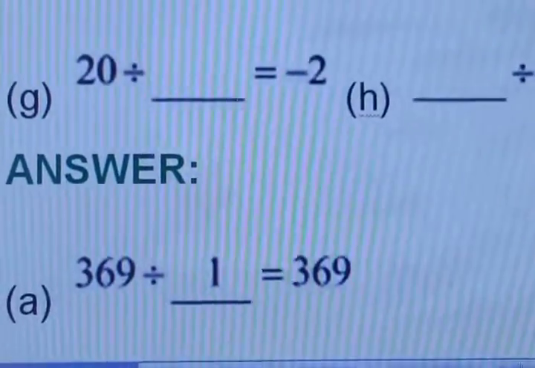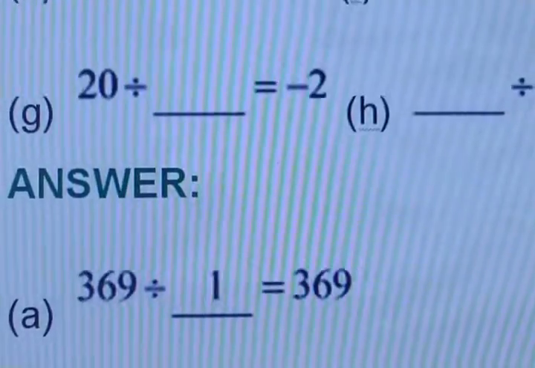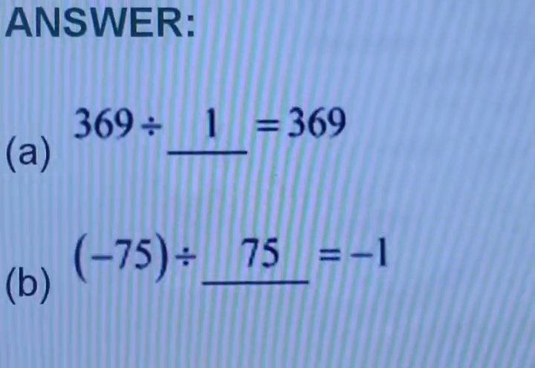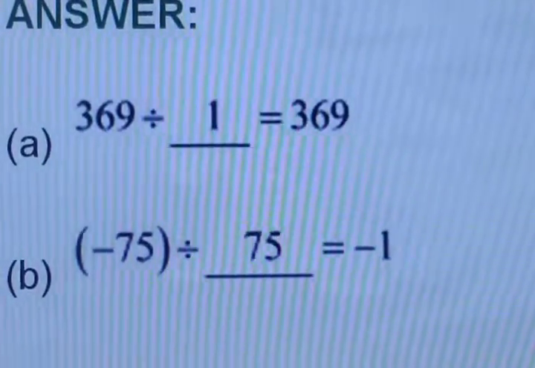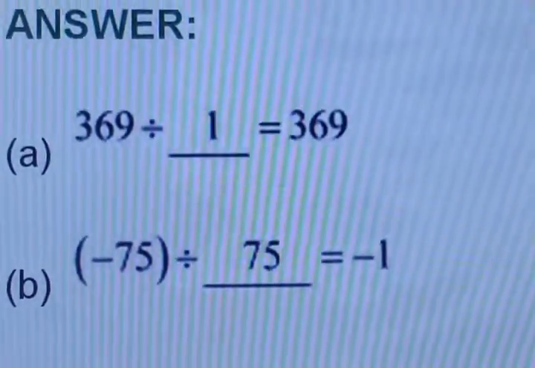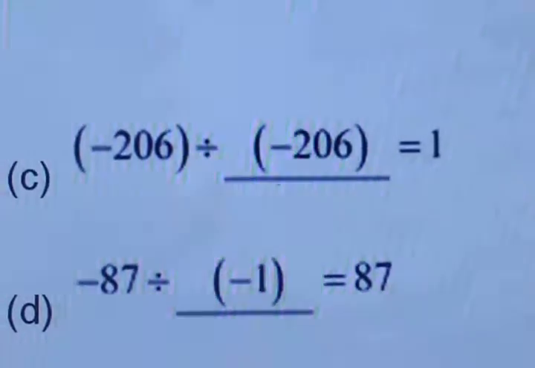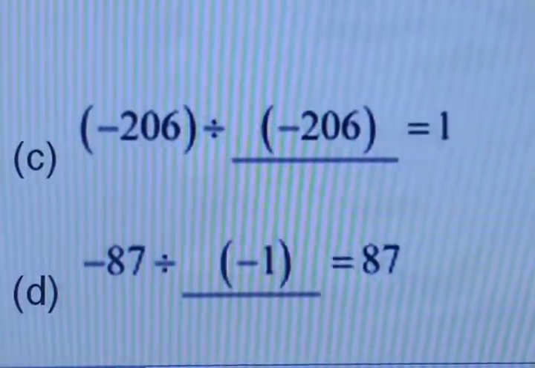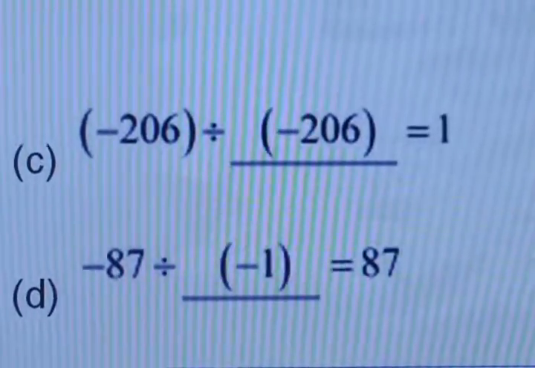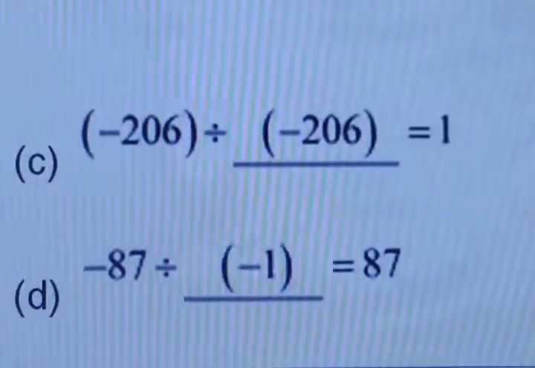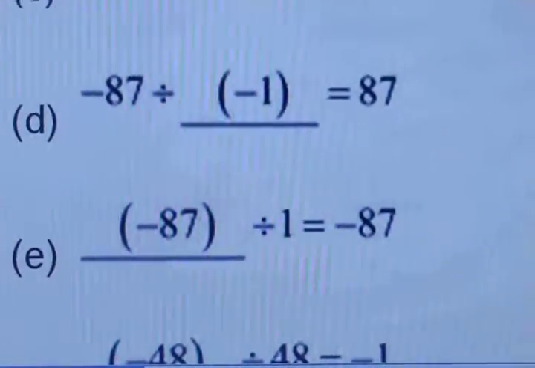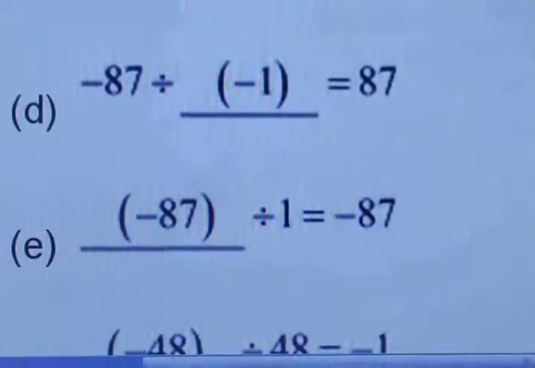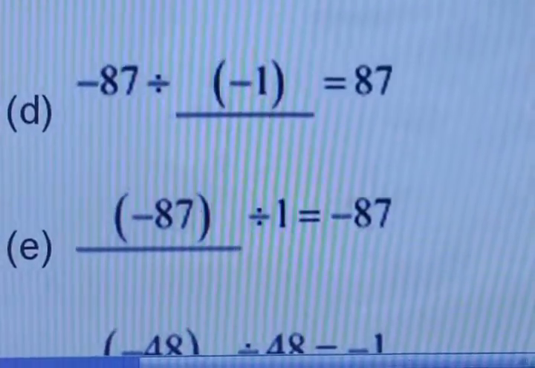So you have seen all the answers. Now I am showing you 369 divided by 1 is equal to 369. You can write this answer in your notebook. Second question, minus 75 divided by 75 is equal to minus 1. Third answer, minus 206 divided by minus 206 is equal to 1. Fourth answer, minus 87 divided by minus 1 is equal to 87. Fifth answer, minus 87 divided by 1 is equal to minus 87.